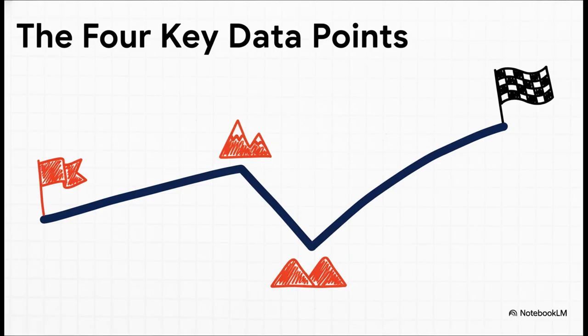To really get what's going on, traders need to see four crucial pieces of data. For any period of time, whether that's a day, an hour, or even just 1 minute, you need to know, where did the price start? That's your open. How high did it climb? That's the high. What was the lowest it dropped? The low. And finally, where did it end up? That's the close.